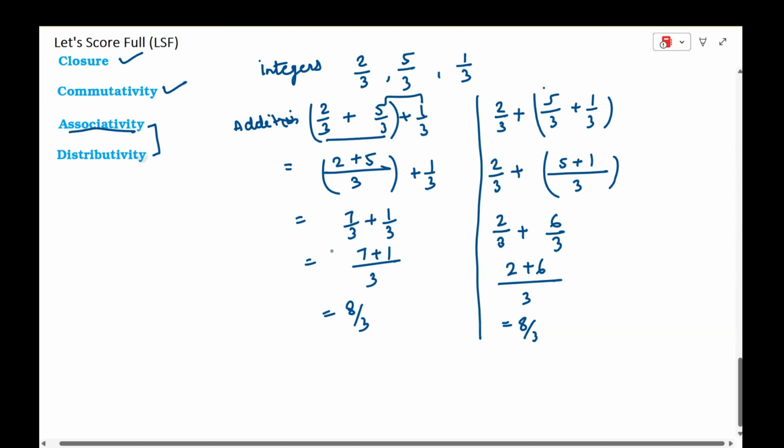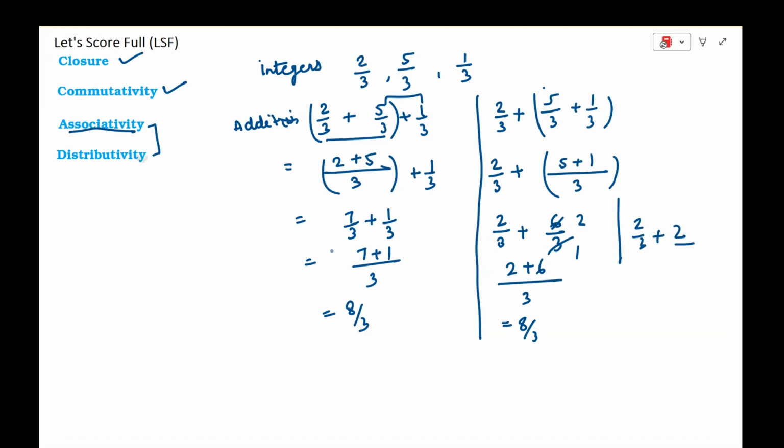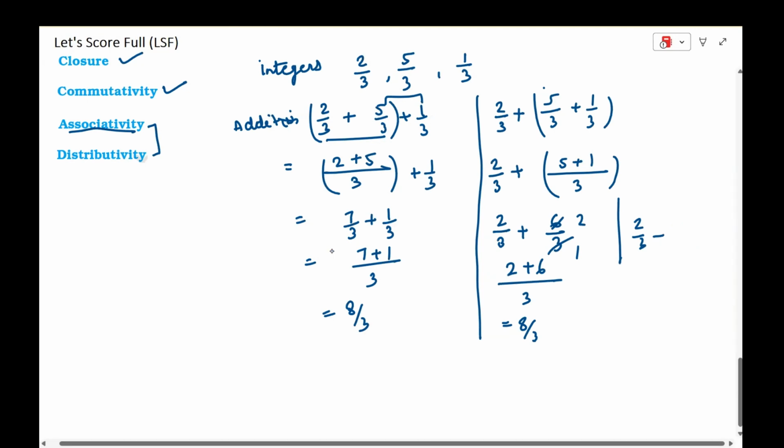Here we could have done the cutting also, like 3 ones are, 3 twos are. But it will be like 2 by 3 plus 2. To add them, again we need to take LCM. And that is the reason I did not do the cutting in the previous steps, to make it easier. So as the answer is same, means what? Integers show associative property under addition.